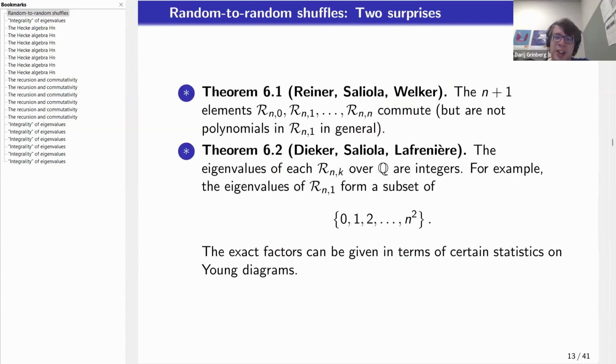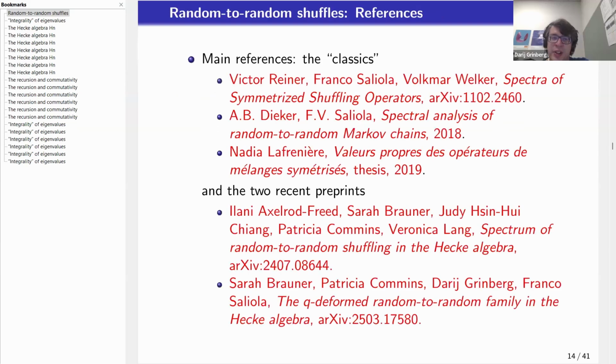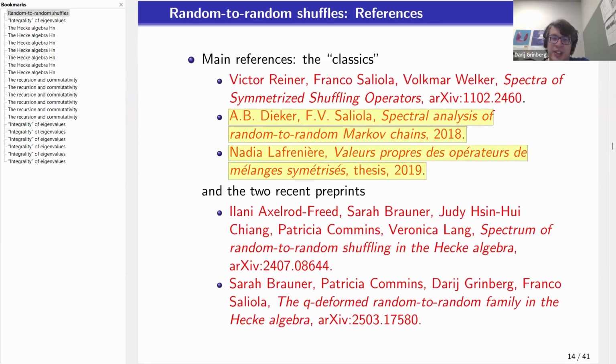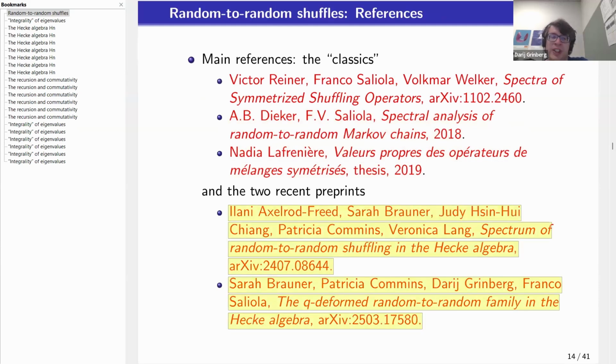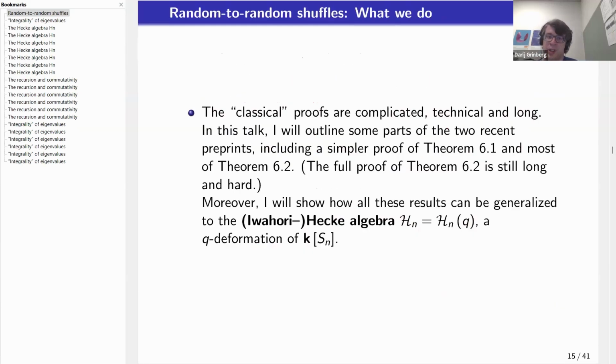I think the second claim was a conjecture back then, but Dieker, Saliola, and Lafrenière, in her PhD thesis, finished that proof. What I will be talking about are those two recent preprints where these things are first reproved and secondly generalized to q, meaning from the symmetric group algebra to the Hecke algebra. In particular, our proofs are also more elementary and easier.